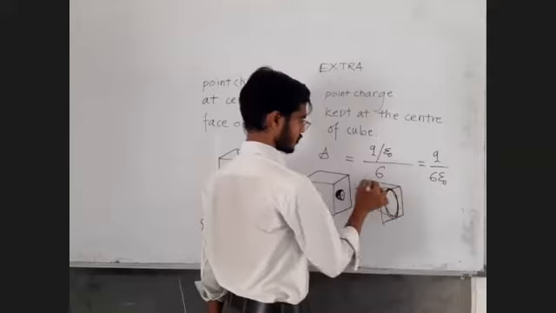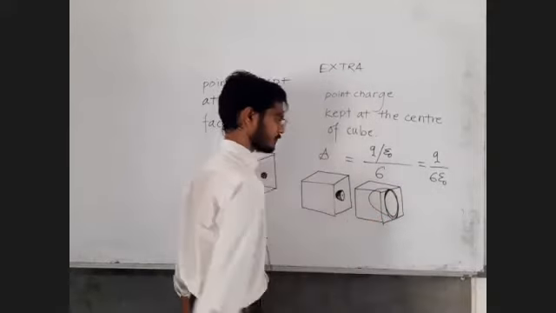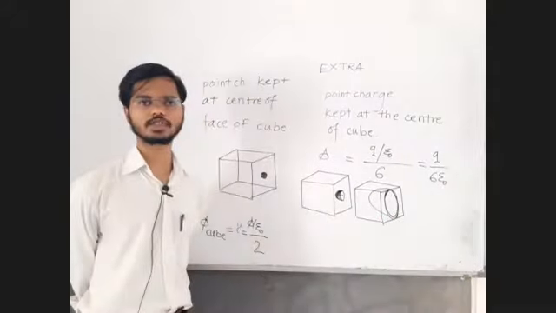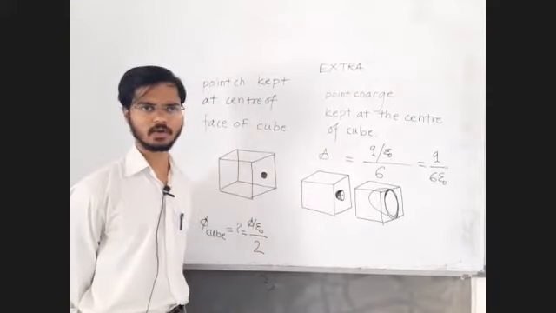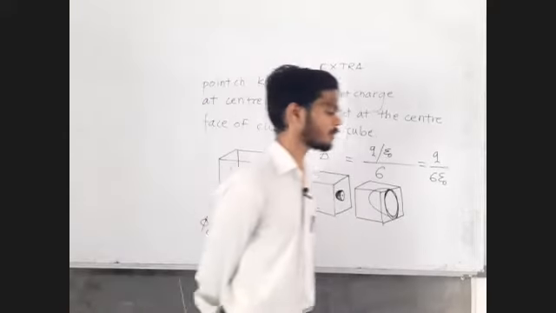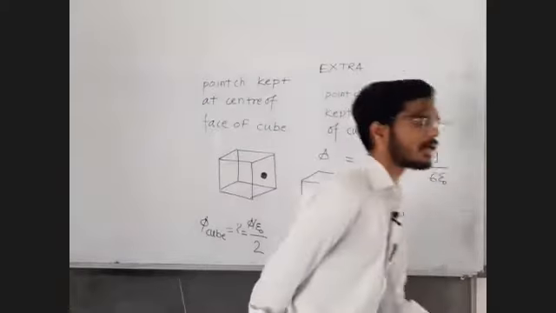And the remaining cube was drawn like this. So how much sphere is inside the cube? Half of the sphere is inside the cube. Okay, half of the sphere is inside the cube.